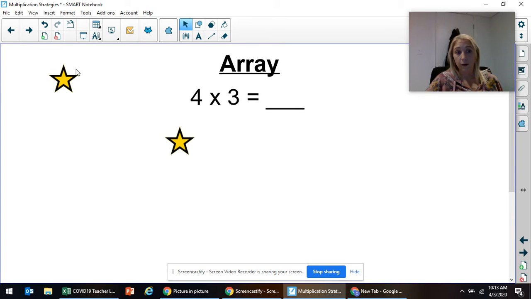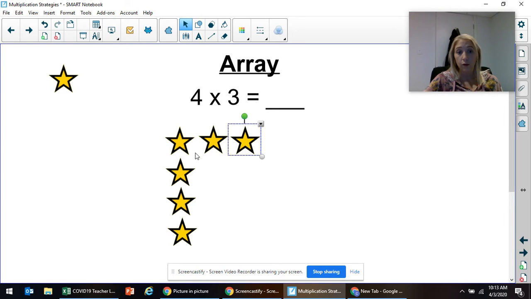I always like to do my rows first. 4 rows, 1, 2, 3, 4. So I have my 4 rows. My first number shows me how many rows I have. And in each row, you should have 3. Now be careful, do not forget to count this as one of them. So 1, 2, 3. And then you repeat that going down for each one. So you have your 4 rows, and they should have 3 in each one.